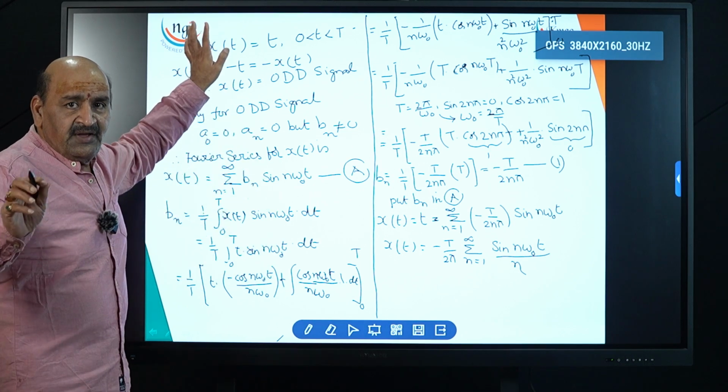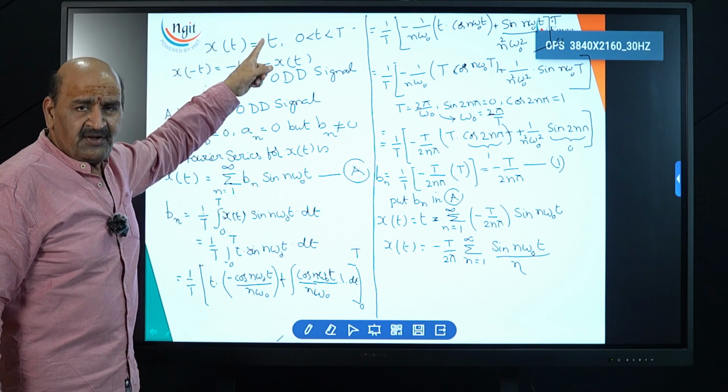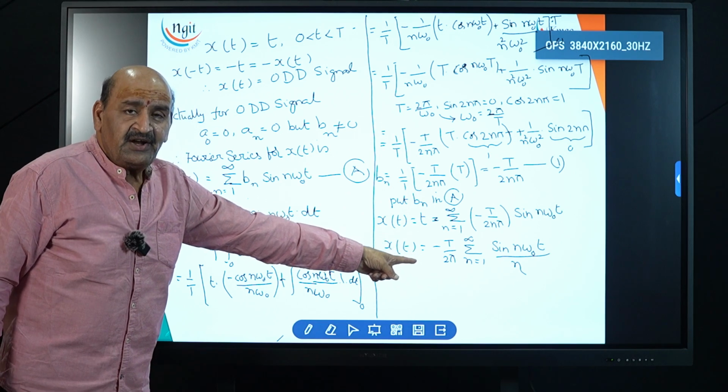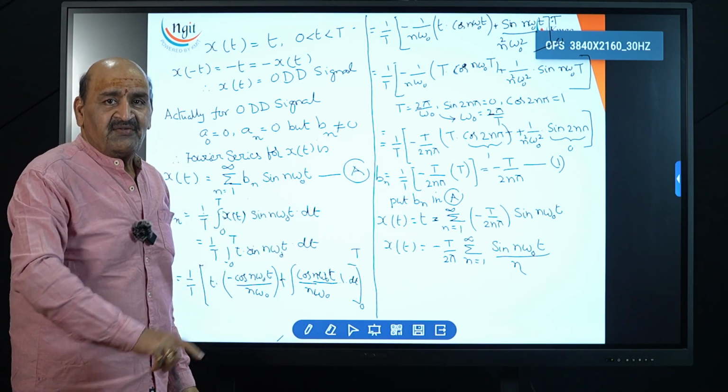So a signal is given without trigonometric terms, but here it is converted into a trigonometric series. That is the purpose of using Fourier series.